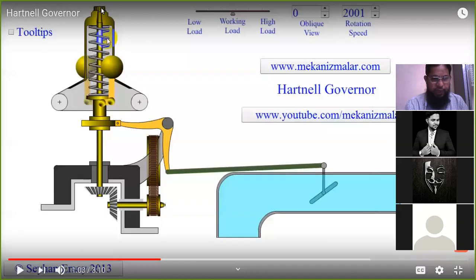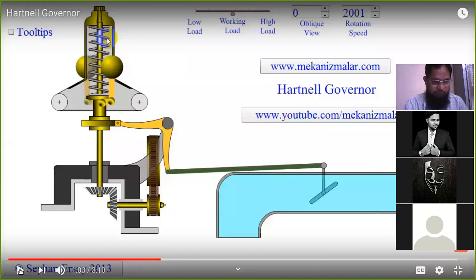Okay, so we can adjust the speed at which the sleeve will begin to rise by adjusting the tension of this spring. If you increase the tension of this spring by tightening the screw, the sleeve will begin to rise at higher speed. If you reduce the tension of this spring by loosening the screw on the top, then the sleeve will begin to rise at lower speed. So at what speed the sleeve begins to rise, you can adjust by adjusting this adjusting screw. This adjusts the spring tension.